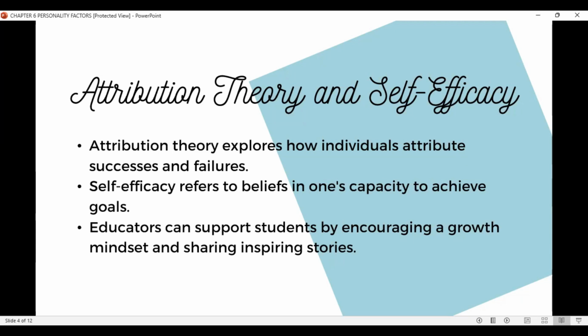Attribution theory and self-efficacy. Attribution theory explores how individuals attribute their successes and failures, while self-efficacy refers to individuals' beliefs in their capacity to achieve goals. Both attribution theory and self-efficacy play significant roles in language learning outcomes. Educators can support students by encouraging a growth mindset, attributing success to effort and persistence, and sharing inspiring stories of language learners who overcame challenges through determination. Next slide.